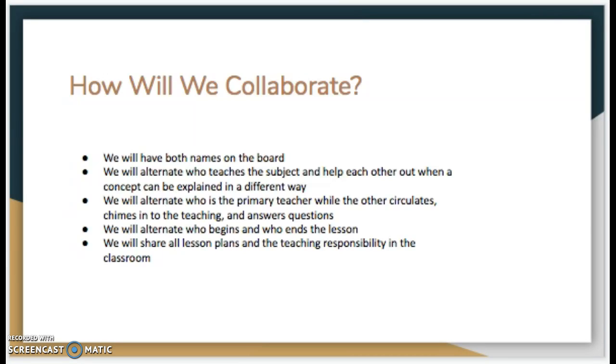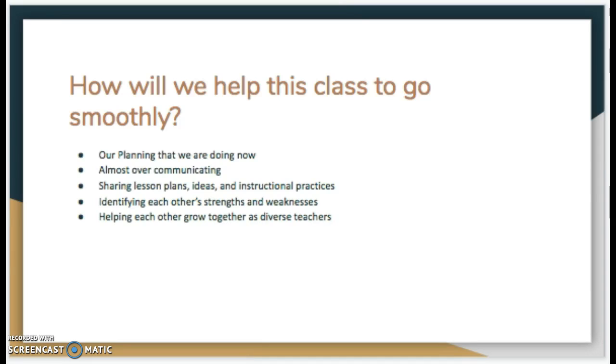All right, so how we collaborate: we've already put both names on the board. We already are talking about alternating who teaches the subject, and one of us is going to help the other out, explaining in a different way. We alternate who's the primary teacher while the other one circulates, chimes into the teaching, and answers questions. We alternate who begins and who ends the lesson. You're beginning this time, I'm ending. We are sharing all the lesson plans and teaching responsibilities right now, so it's going great. Okay.